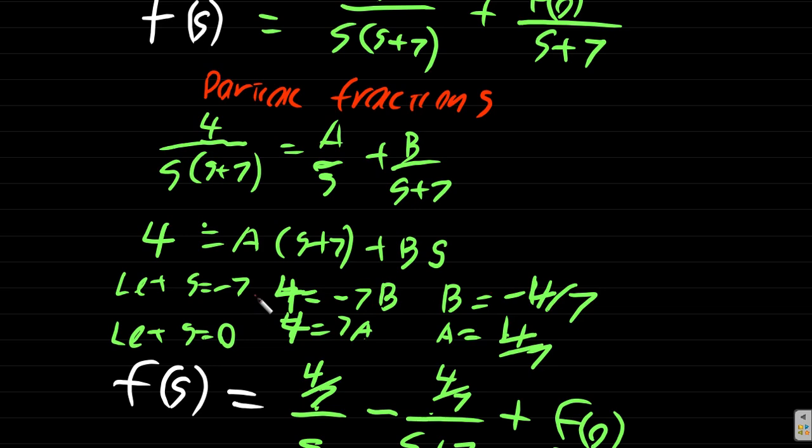Then we let s be 0. s would be 0, so b times 0 is 0. We have 4 equals a times s plus 7.